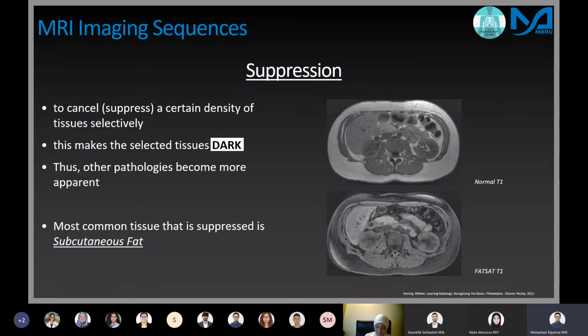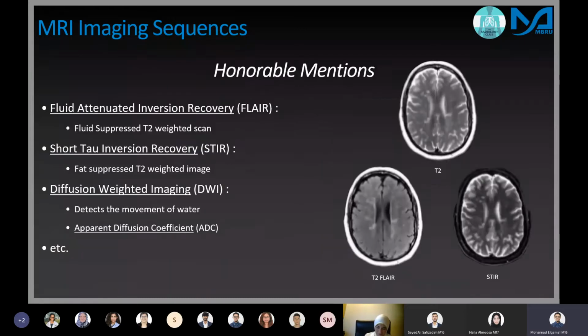Subcutaneous fat suppression is one of the most commonly used suppression techniques, to help determine, even if you have a tumor or a lesion, whether it's mainly fatty or mainly blood or mainly a certain type of tissue, and so on. So it's very useful in determining the pathology of certain tissues.